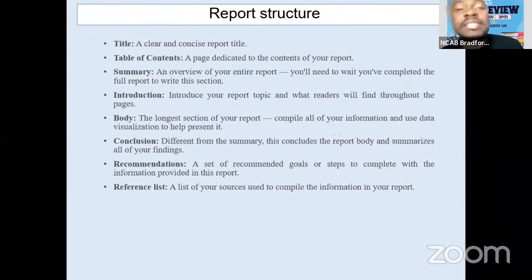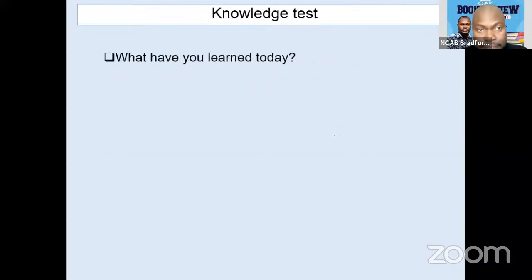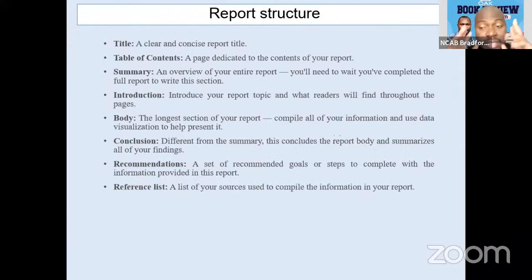So here is a typical example of report structure. A clear, concise report title, table of contents, summary, that is executive summary, introduction, the body, the conclusion, recommendation, the reference list. The reference list is Harvard, very, very important. Then, those are the two things we are going to be focusing on today. And before we start asking questions, I want to show you a short guide to Harvard referencing.